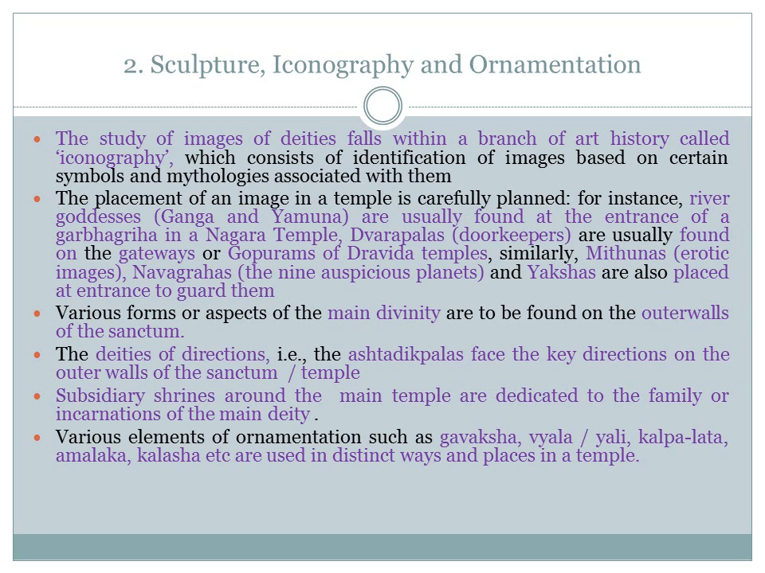Similarly, we have Mithunas or erotic images. Then we have Navagrahas, the 9 auspicious planets, and Yakshas placed at the entrance. Various forms or aspects of the main divinity are to be found in the outer walls of the sanctum. The deities of directions, the Ashta-Dikpalas, face the key directions on the outer walls of the sanctum. Subsidiary shrines around the main temple are dedicated to the family or incarnations of the main deity. Various elements of ornamentation such as Gavaksha, Vyala, Yali, Kalpalata, Amalaka, Kalasha are used in distinct ways and places in a temple.